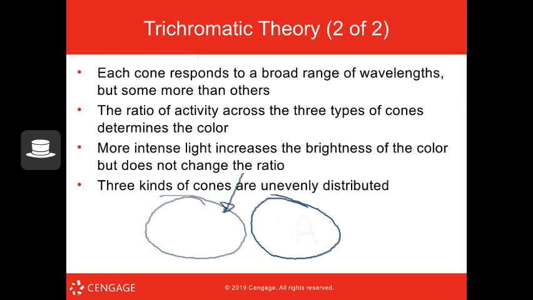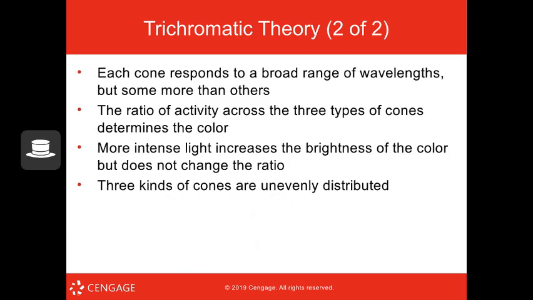So the more intense that light, that's going to increase the brightness of the color, but it doesn't change the ratio. And also, these cones are unevenly distributed. So it's not like red, yellow, green, blue, right?